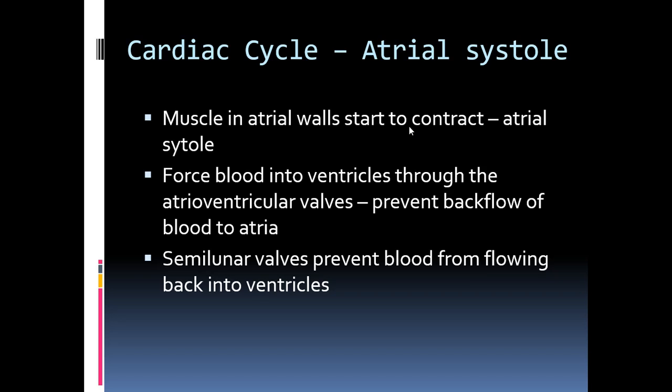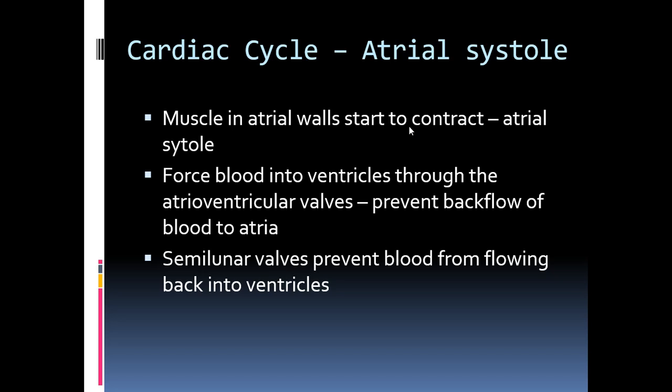So the contraction of the atrial wall will force blood into both of the ventricles, the left ventricle and the right ventricle, through the atrioventricular valves, right? The bicuspid valve and the tricuspid valve. Okay, and the function of both of these valves is to prevent blood from flowing back to the atria.